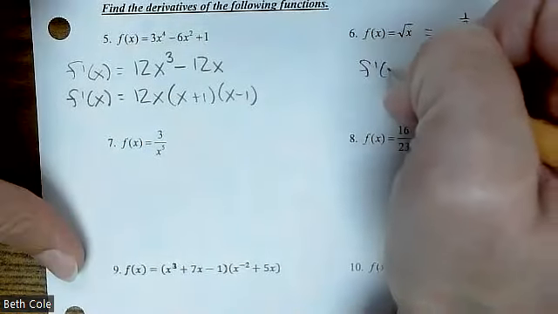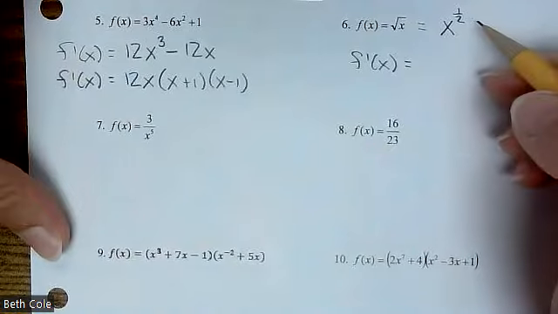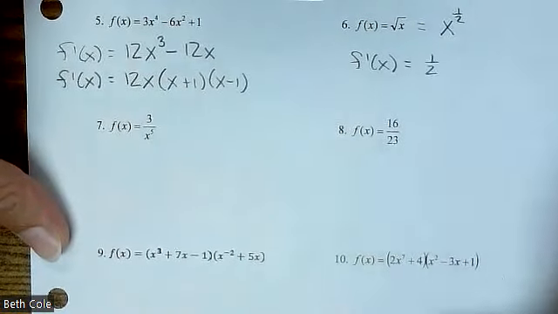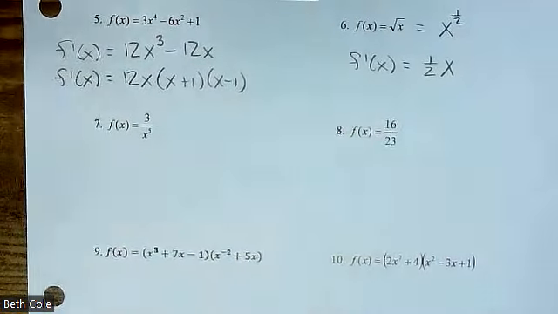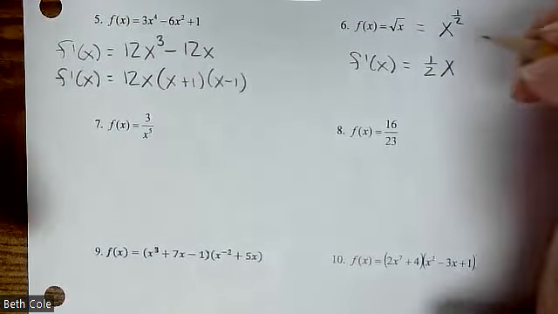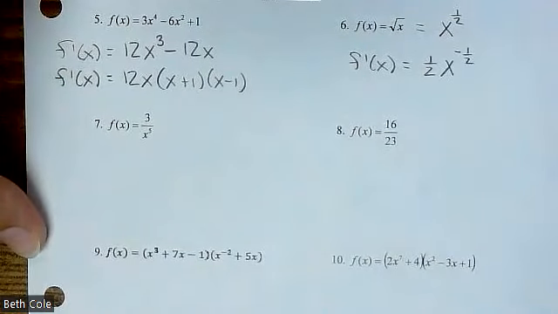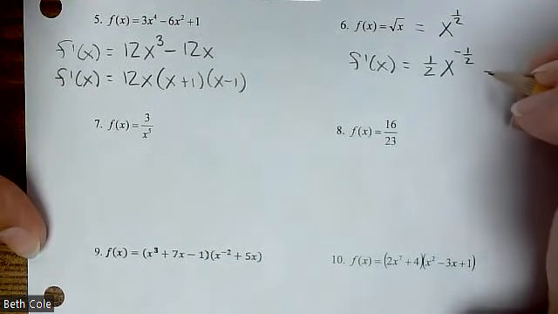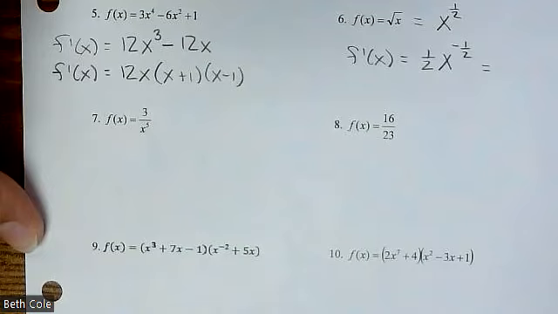All right, so f prime equals, you're going to multiply the 1/2 down and then put x, and you're going to subtract 1. So what is 1/2 minus 1? Negative 1/2. Good. Now you have to fix the negative exponent.